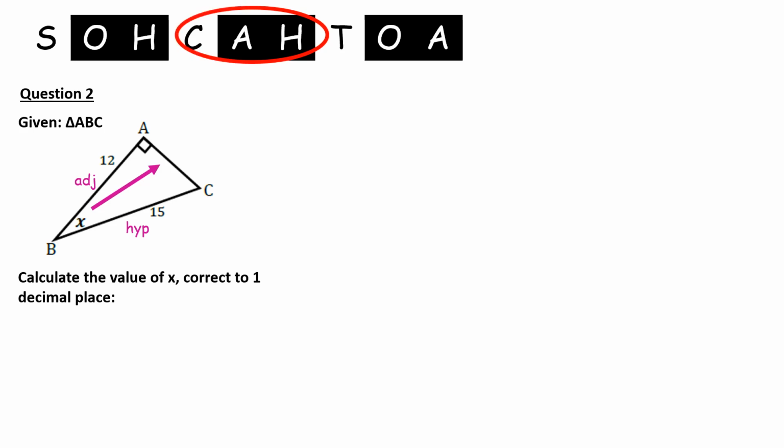So which trig function works with hypotenuse and adjacent? Well, it's cos. So the cos of x is equal to 12 over 15. And now because we need to calculate the angle on our calculators, we're going to type in shift cos of 12 over 15. And we end up with 36,9 degrees if I round off to one decimal place.